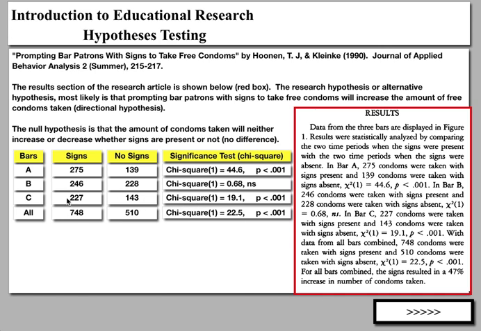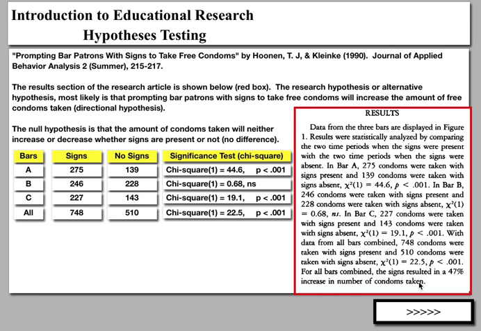That's the results. And then, with data from all bars combined, 748 condoms were taken with signs present, and 510 condoms were taken with signs absent. Chi-square with 1 degree of freedom, the score was 22.5, and the probability was less than 0.001. For all bars combined, the signs resulted in a 47% increase in the number of condoms taken.